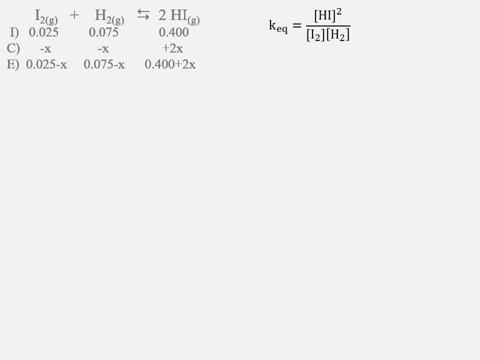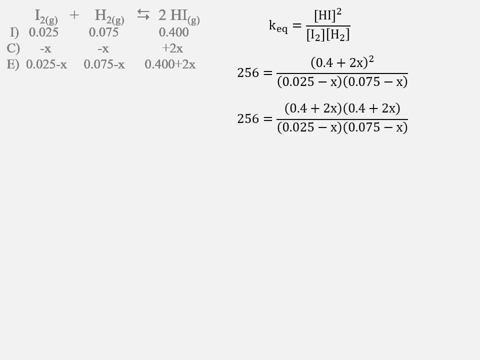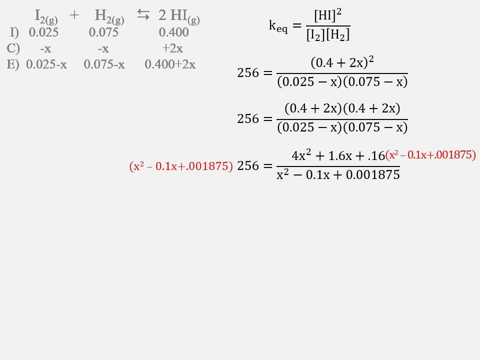So we're going to start by substituting in the Keq values. We found KQ to equal 256, and we substitute in 0.4 plus 2x for HI, 0.025 subtract x for I2, and 0.075 subtract x for H2. I'm going to write the numerator out in a longer form so it's easier for me to FOIL those numbers, because I'm going to have to FOIL the top and I'm going to have to FOIL the bottom. Now I'm going to multiply both sides by the denominator.